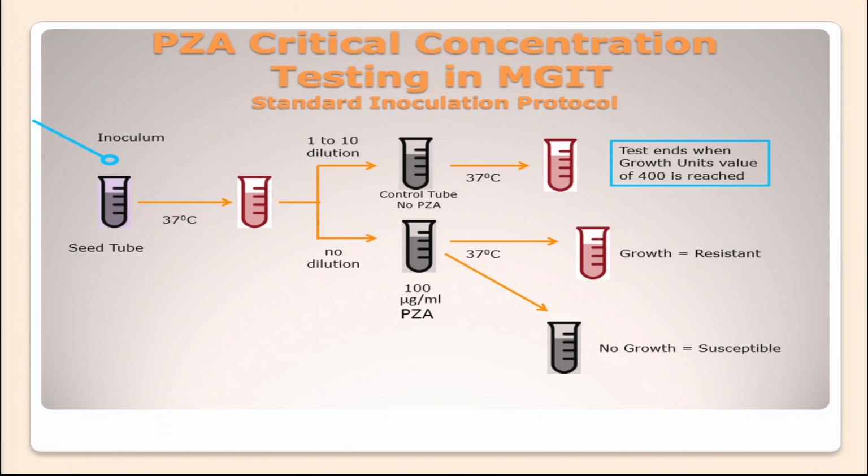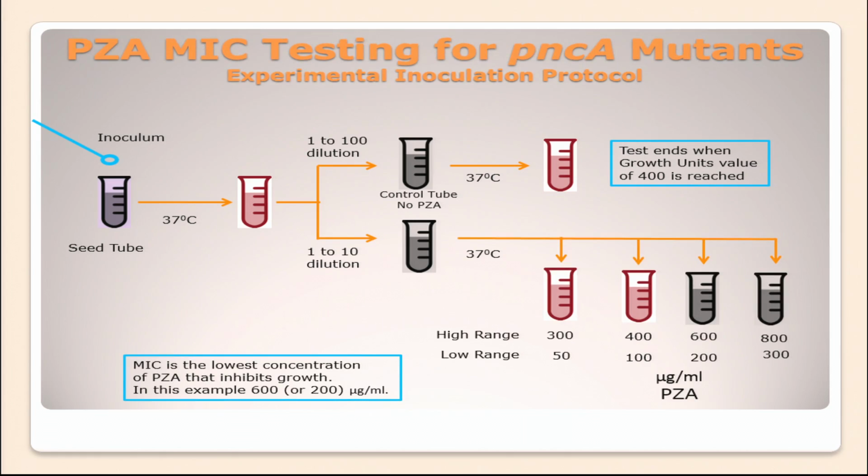You typically, if you catch it 1 to 2 days post-positive, you do a 1 to 10 dilution of your no drug control for your inoculation, and then there's no dilution going into the PZA. So there's a ratio of 10 to 1 number of cells, between the no drug and the PZA. What we decided to do was to bump that up another tenfold.